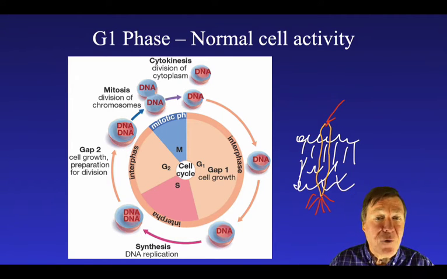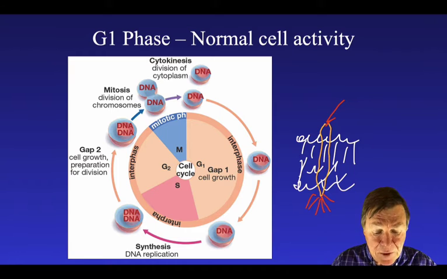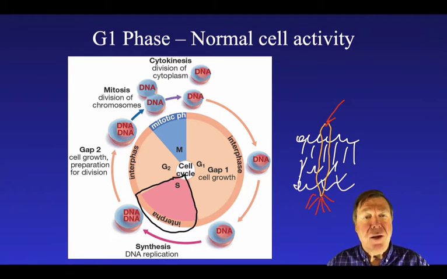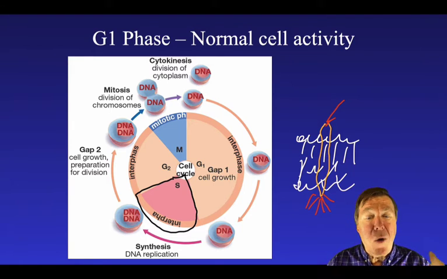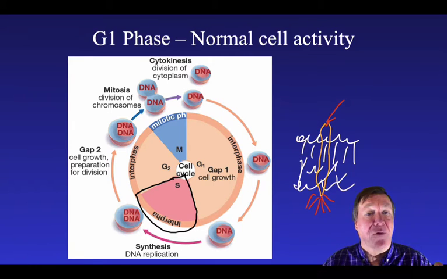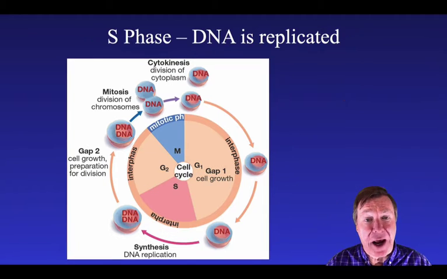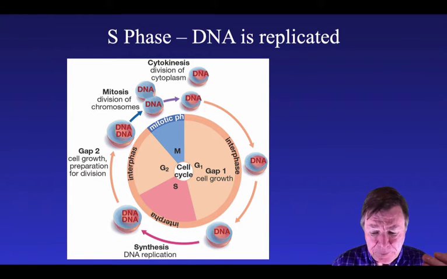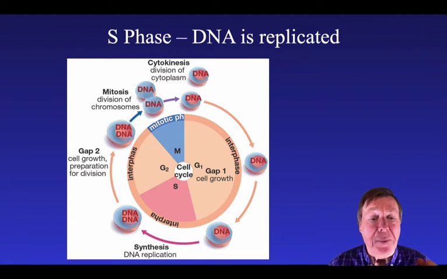Well, the first thing that happens is the S phase. And the S phase is synthesis. We're going to replicate the DNA. In order to divide, we have to replicate the DNA. All right? So we're going to replicate the DNA.